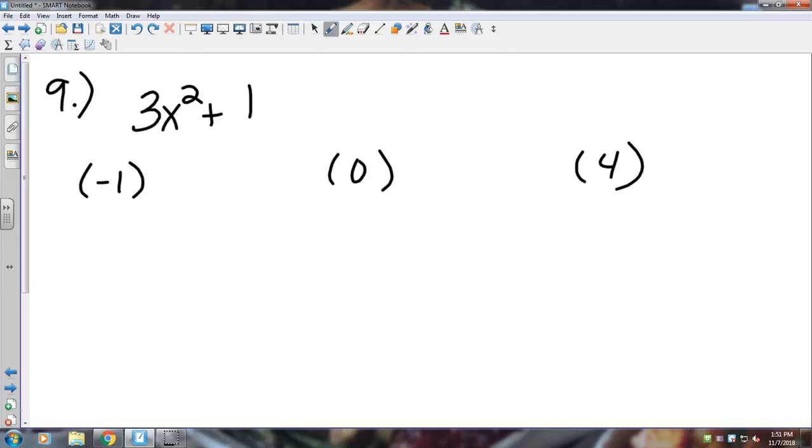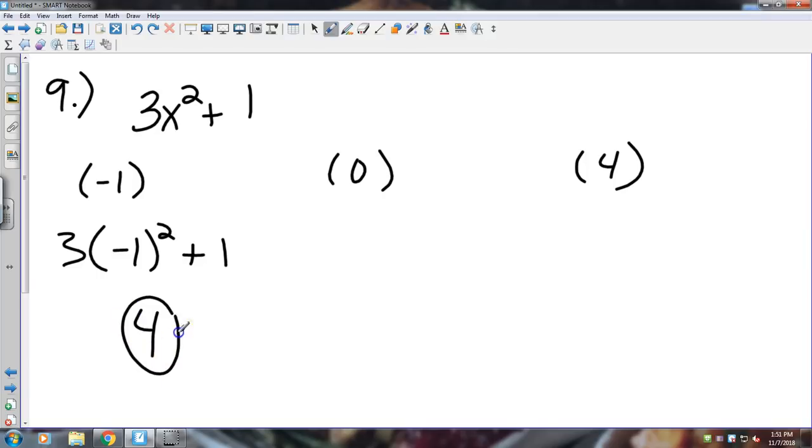So let's look at the first one. So I'm going to take 3 times -1 squared plus 1. What do I do first according to PEMDAS? The exponent. What's -1 squared? That's 1. What is 3 times 1? 3. What is 3 plus 1? 4. All right. 0 is my good friend when I multiply because it cancels out all of this junk and all I'm left with is 1.